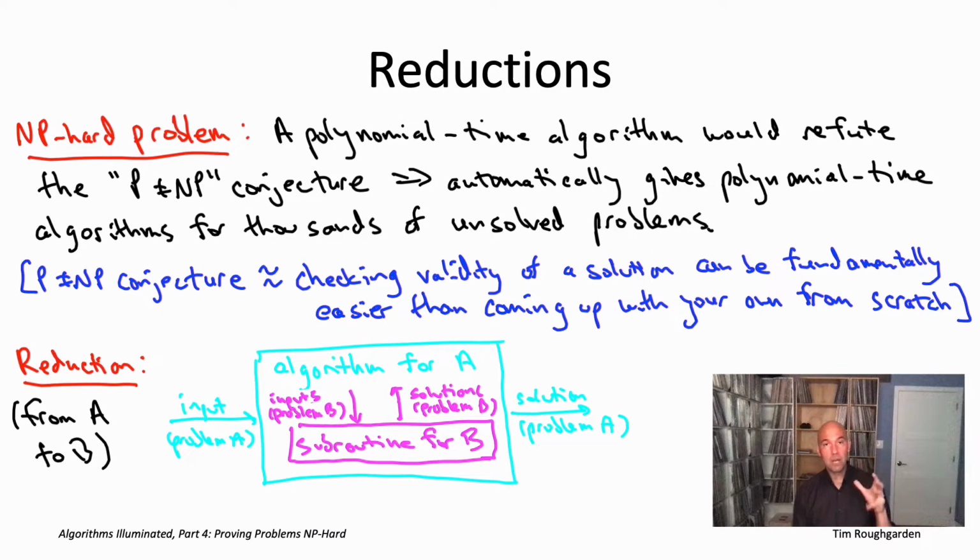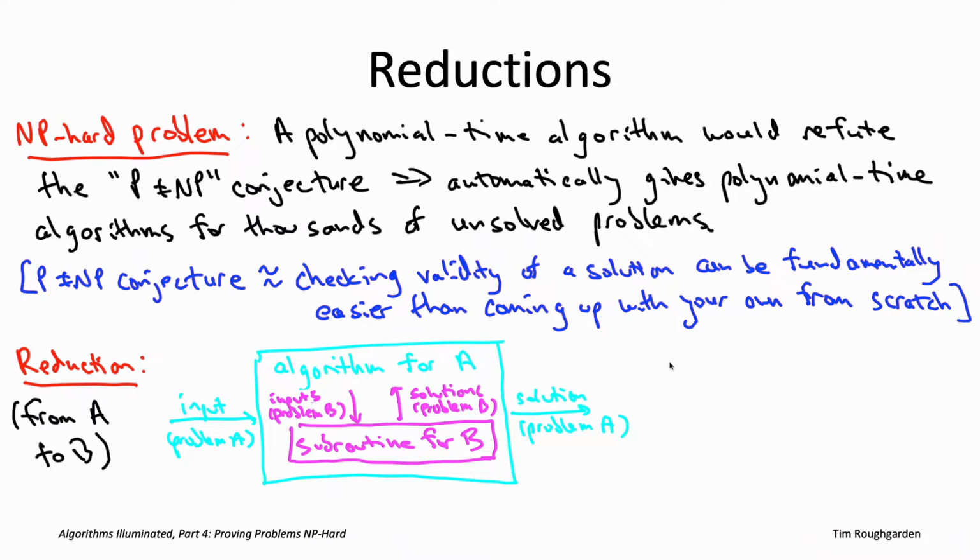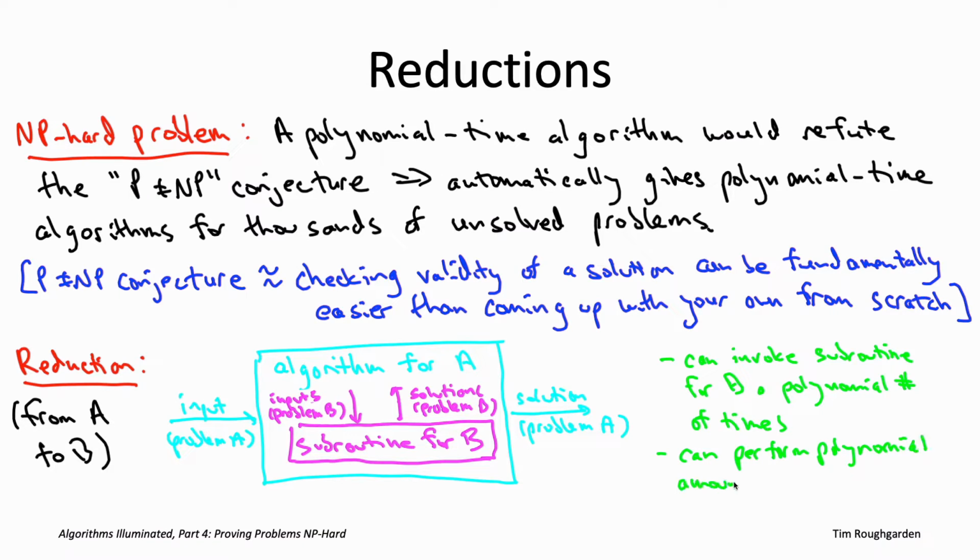So a little more formally, a reduction is an algorithm. It takes as input something from the problem you're trying to solve, problem A. It's allowed to use a subroutine for this problem B, the problem it reduces to, a polynomial number of times. And the reduction, so inside the light blue box, is also allowed to do a polynomial amount of additional work outside of the subroutine calls to the magenta box.